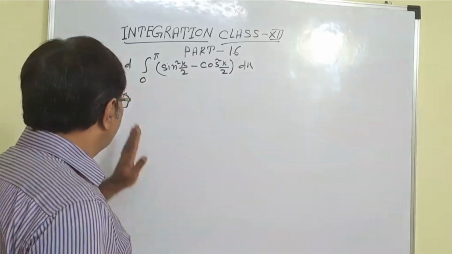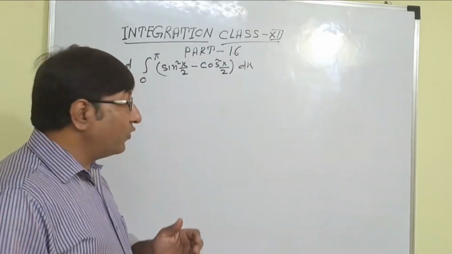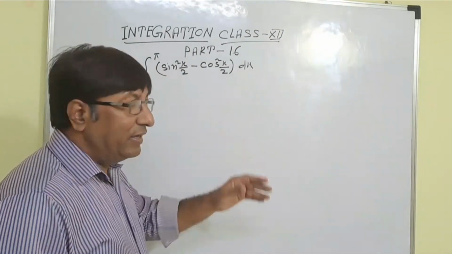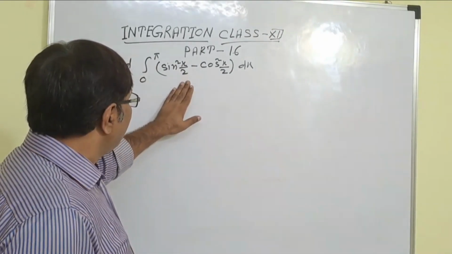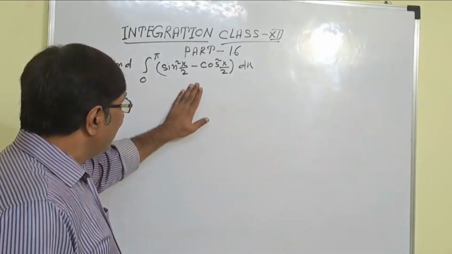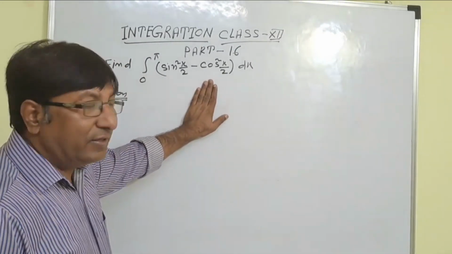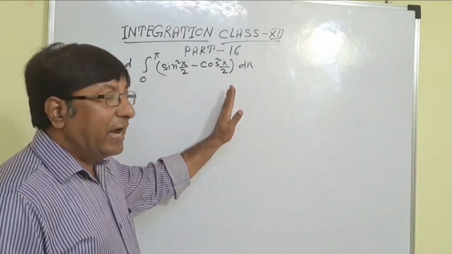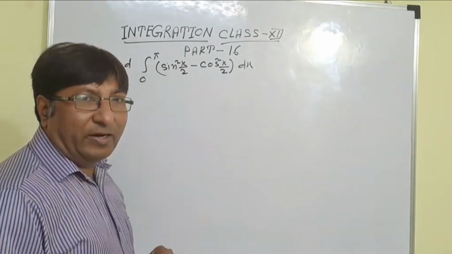Let us see the fourth question. The fourth question is: find the integration from 0 to pi of sin square x by 2 minus cos square x by 2. So it is a question of definite integration. First you find the integration of the given function and then use the upper limit and lower limit.